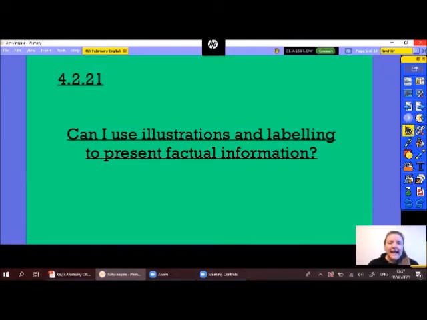Today we're looking at this. Can I use illustrations and labelling to present factual information? Now that's quite a long "can I" title, but actually it's not as complicated as you might think. Today we're going to be focusing on a few different pages of Kay's Anatomy. So if you have your book at home, make sure you've got it with you. If not, don't worry, because all of the pages you need are on Google Classroom.